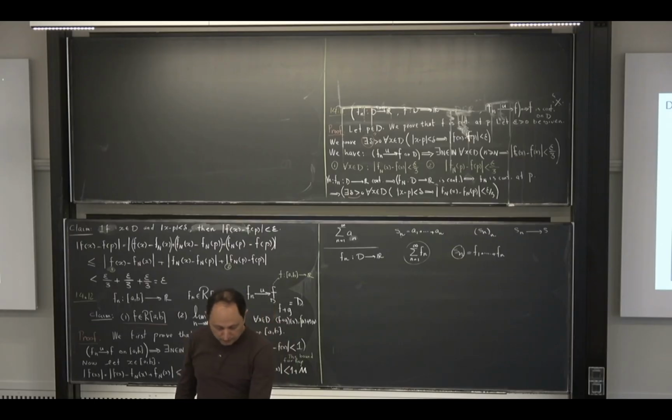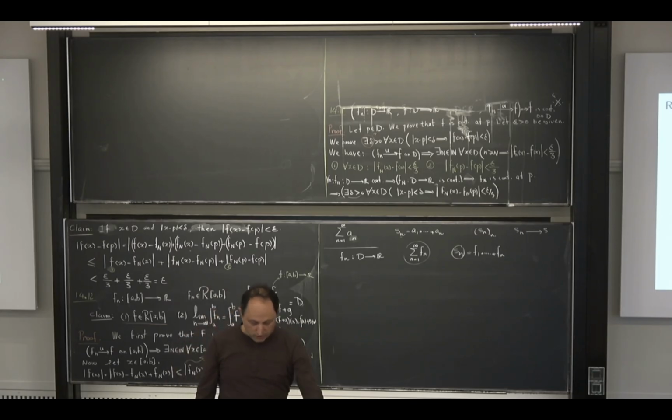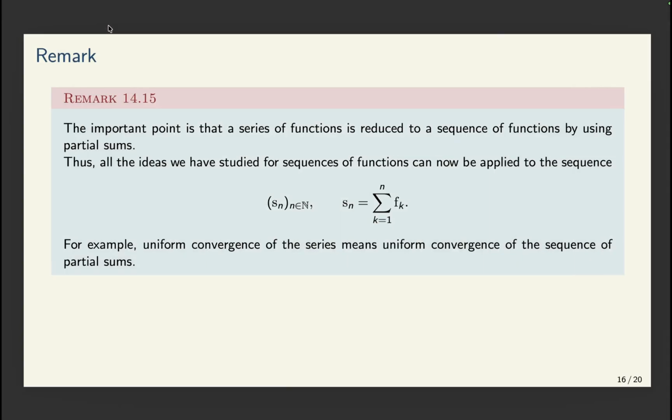For example, okay, I describe both of them simultaneously. So let us read this remark. The important point is that a series of functions is reduced to a sequence of functions by using partial sums. Thus, all the ideas we have studied for sequences of functions can now be applied to the sequence f sub n. Yes? For example, uniform convergence of the series means uniform convergence of the sequence of partial sums. Okay?